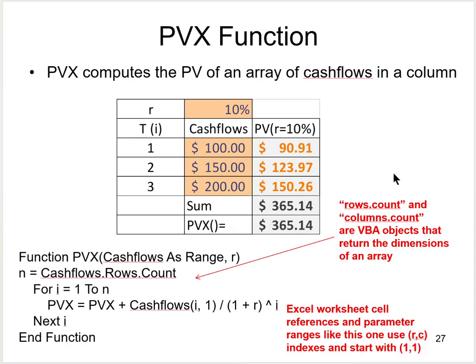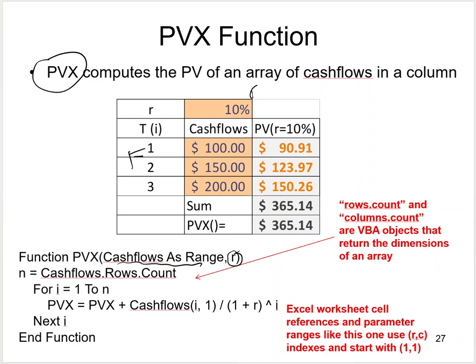So let's take a look at this program called PVX. This PVX program has two parameters, cash flows As Range and R. So for example, the user, when they insert this program, might just highlight these three rows as the cash flows, $100, $150, $200, and then the interest rate would just be here. So that's my R, and this is my cash flows. And so let's see what the program does. Well, let me just tell you what the program does.